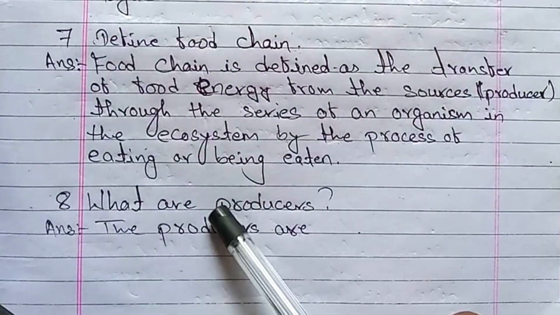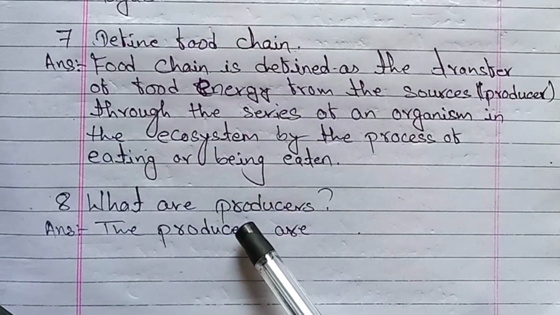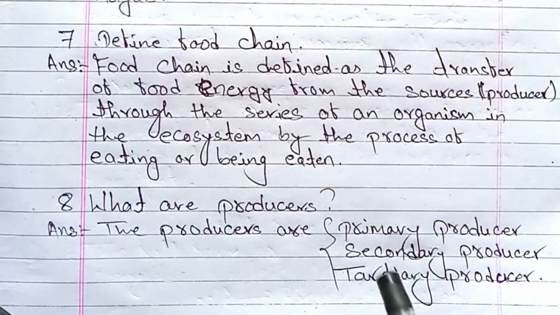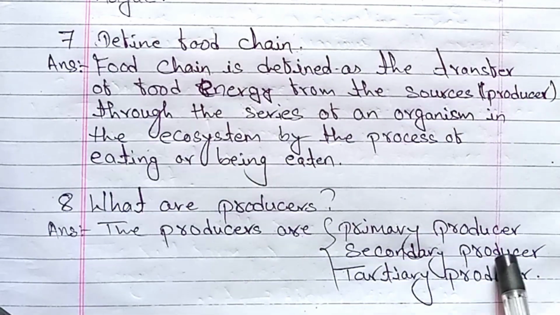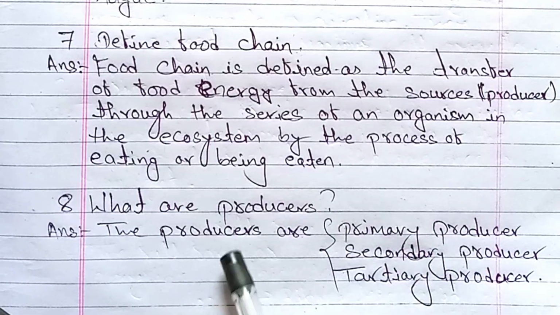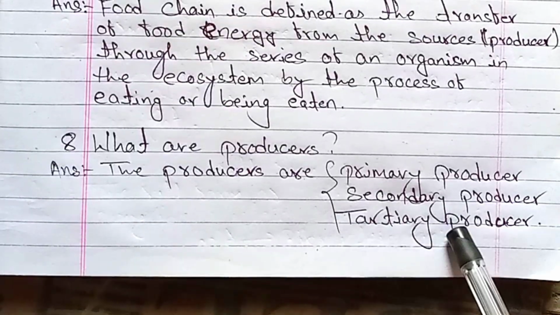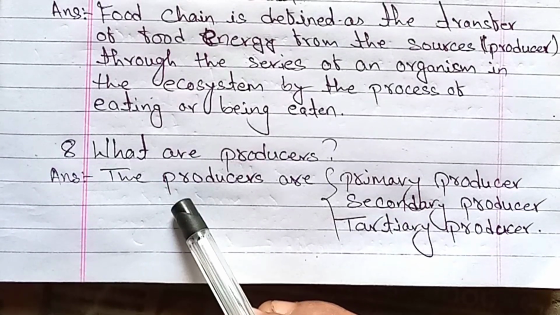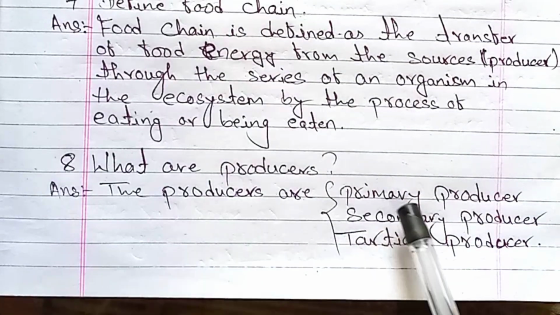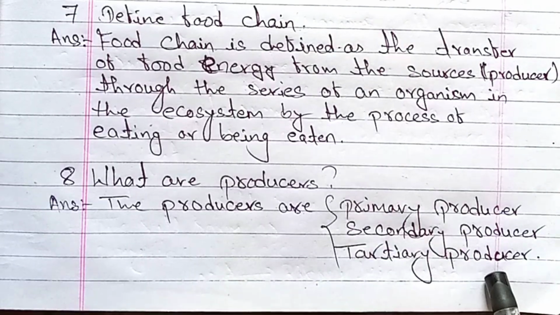Question number 8. What are producers? The producers are primary producer, secondary producer, tertiary producer. So this question asks how many types of producers there are. I have said there are 3 types: primary producer, secondary producer and tertiary producer.